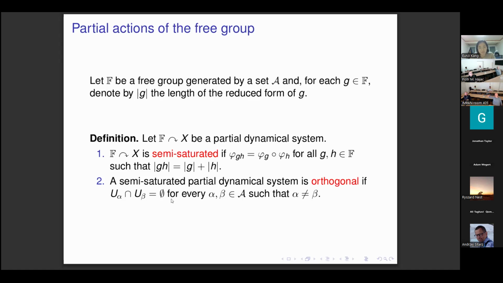I have a question about this orthogonality. Yeah. Is this condition being orthogonal defined in the context of the partial action of a free group only, or is it general for all partial dynamical systems?